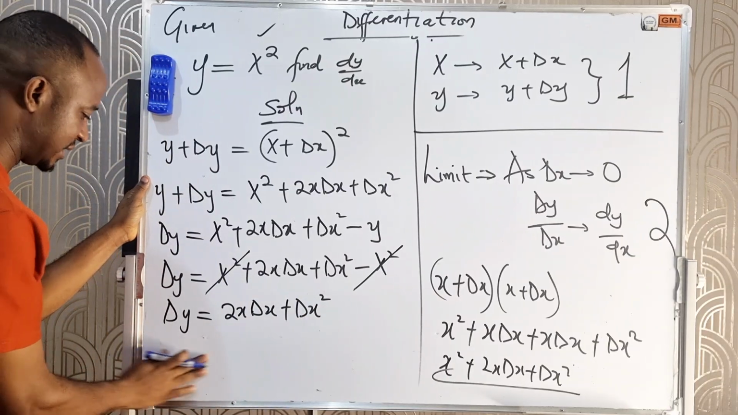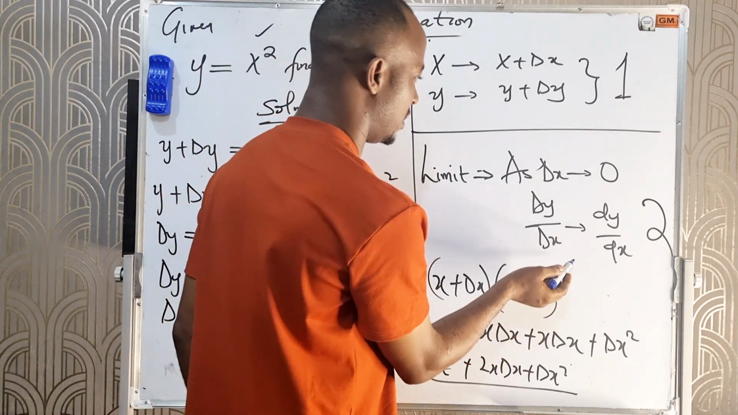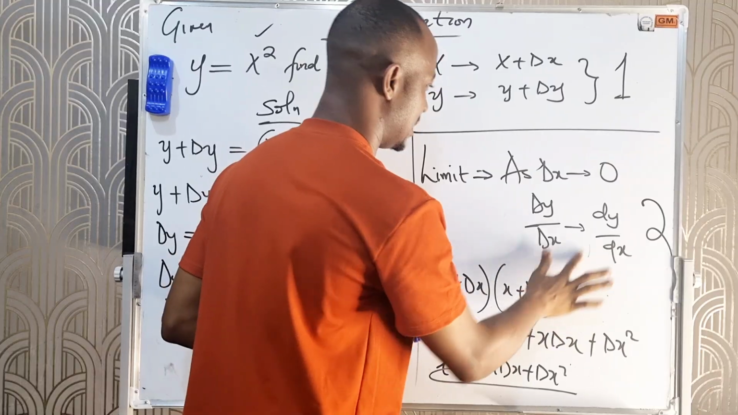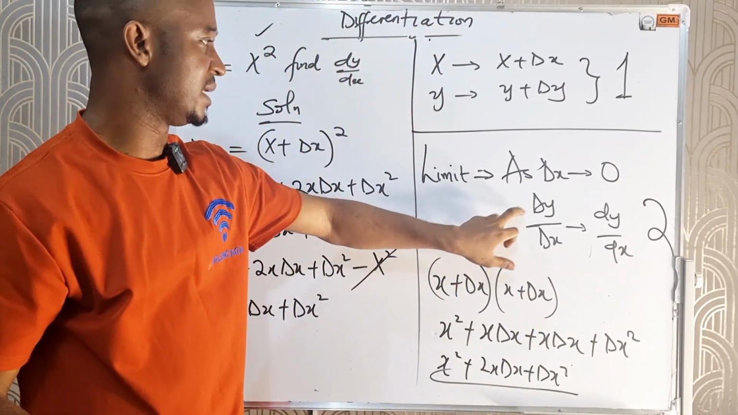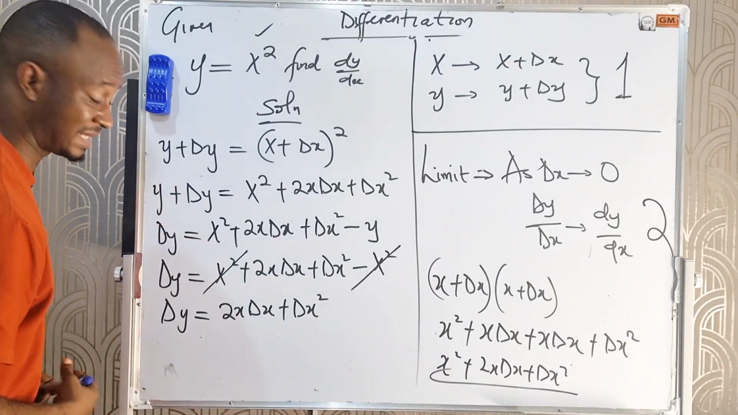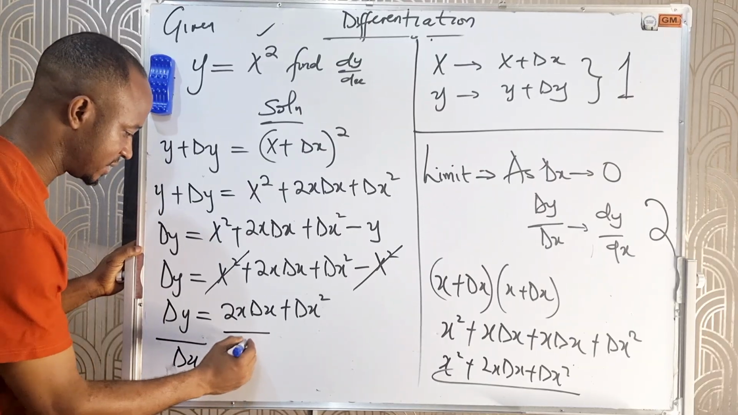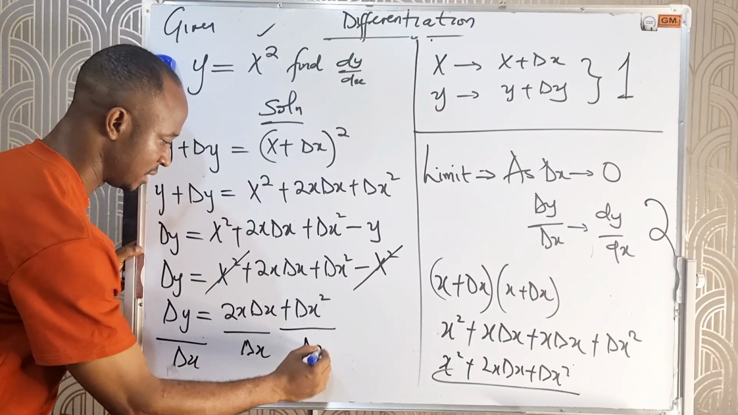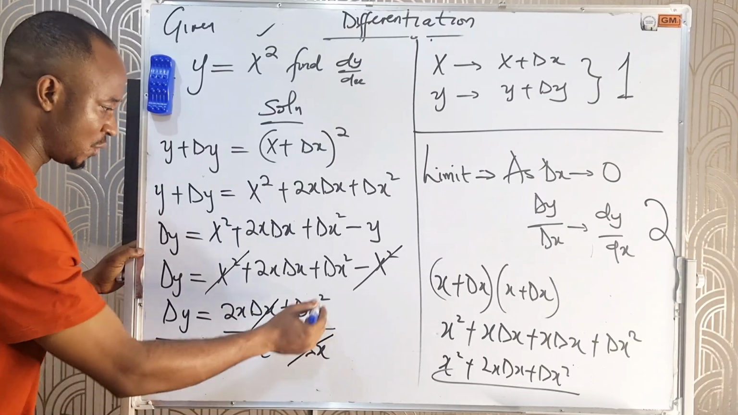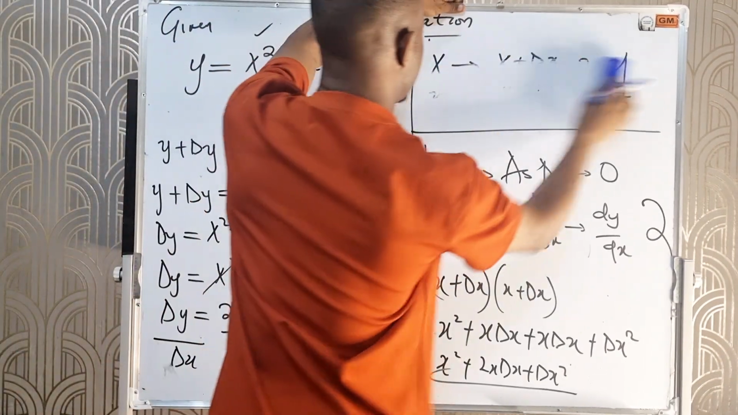Now after this, the next step is to look out for a means of generating delta y over delta x, because I have to take my limits, and to take limits I have to generate delta y over delta x. Now how do we generate that? By dividing through by delta x. I will divide through by delta x, meaning over delta x. If that should happen, this will cancel this, right? This will cancel one of these here. We are left with delta x.